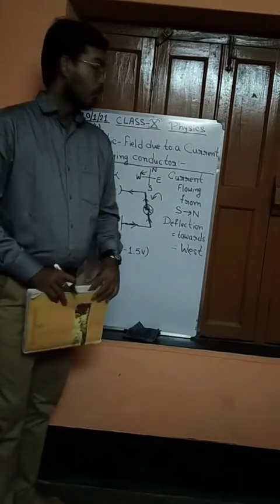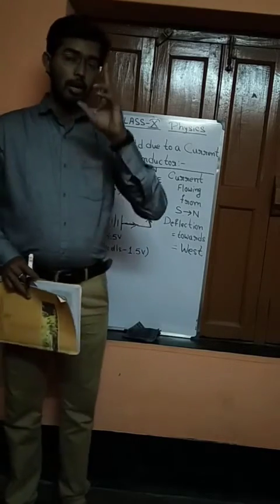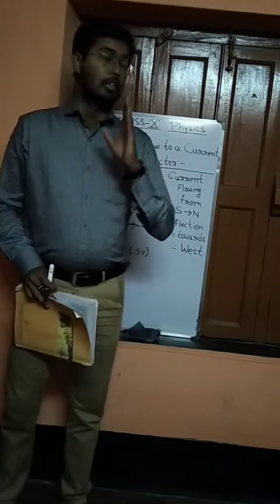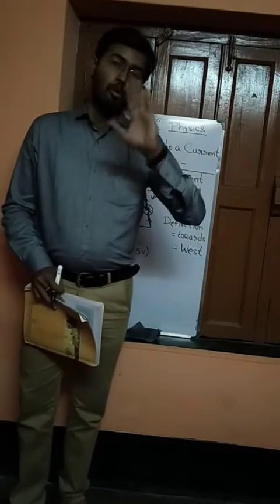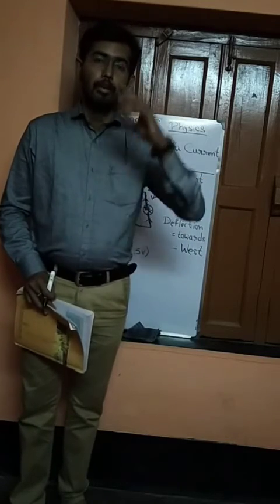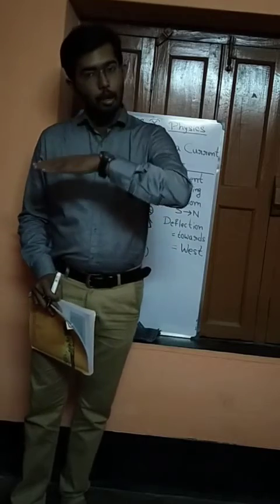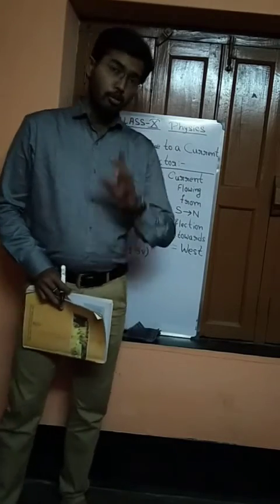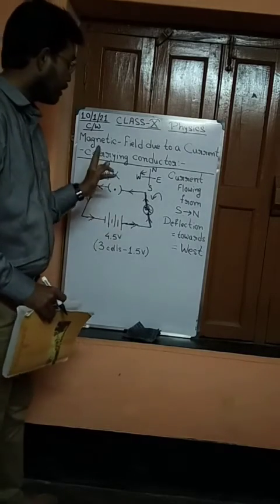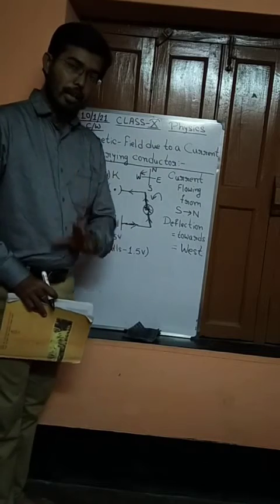So from this activity, we come to know that if a current flows from north to south, then the deflection will be towards the east. And if the current flows from south to north, then the deflection will be towards the west, students. So this is how we have got the direction of the magnetic field through a current carrying conductor.